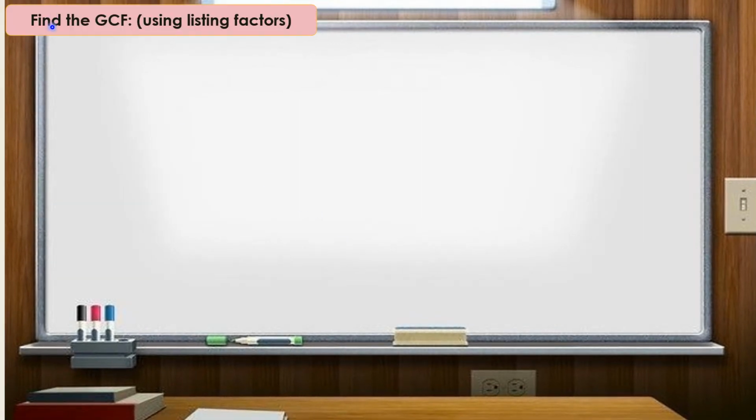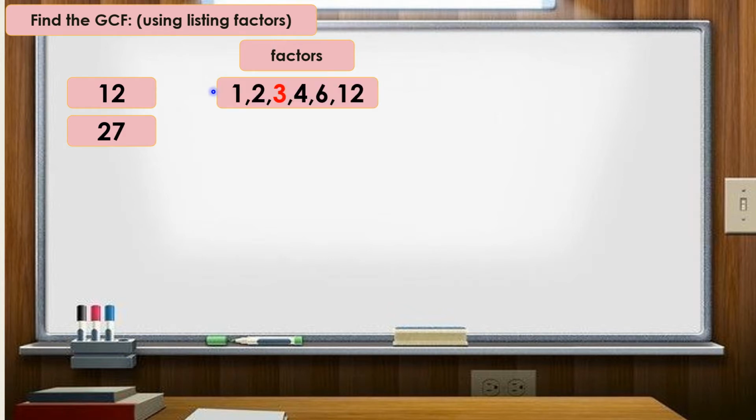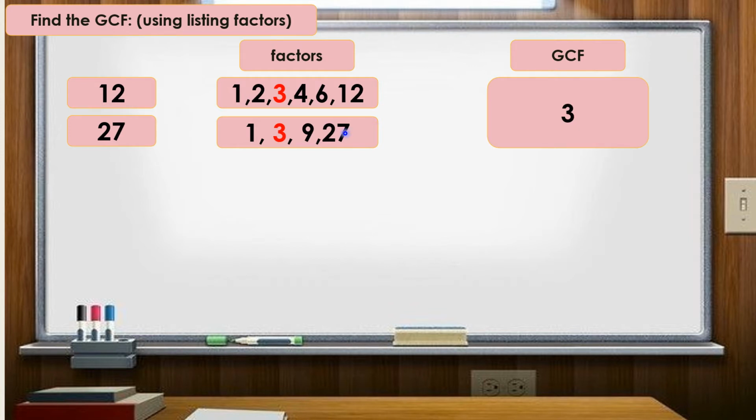So let's find the GCF using listing factors. In finding the GCF using this kind of method, first we have an example, 12 and 27. Let's list their factors. For 12, we have 1, 2, 3, 4, 6, 12. And for 27, the factors are 1, 3, 9, and 27. We need to locate the factors that are the same. Therefore, 3 is the GCF of 12 and 27.